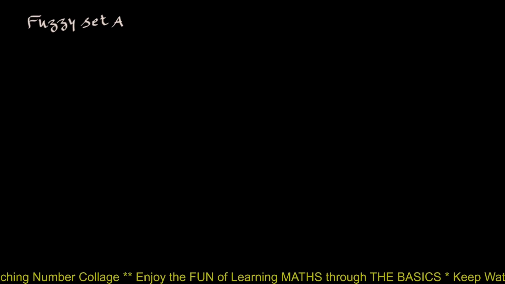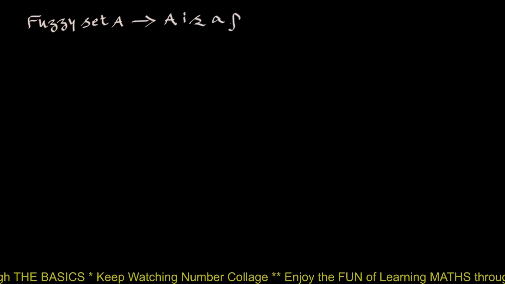Let us solve one more example of this type. Fuzzy set A is given below. We have to investigate whether this fuzzy set A is a fuzzy number or not.